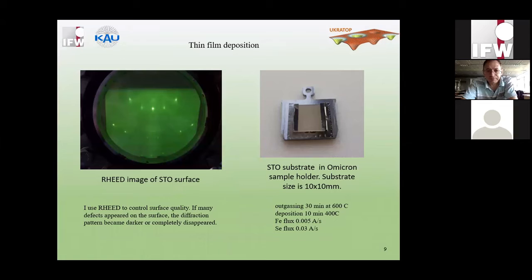During deposition, I use RHEED to control surface quality. If many defects appear on the surface, the diffraction pattern becomes darker or completely disappears.